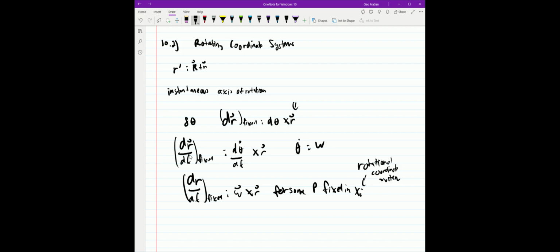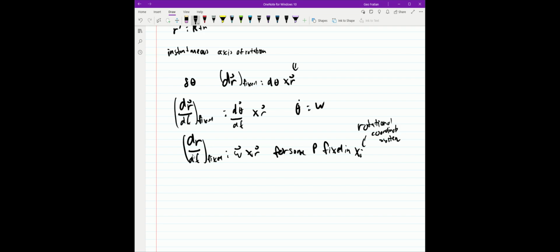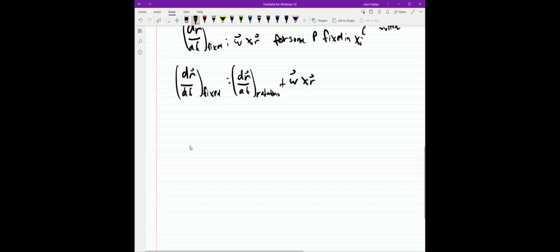Okay. Now, if we allow the point P to have some velocity dr dt with respect to our coordinate system xi, then the velocity must be added to the omega cross r to obtain the time rate of change of r in the fixed system. In other words, if I have dr dt in our fixed system, well, that's just dr dt in our rotating system plus omega cross r. Okay, so let's look at what this looks like in an example.